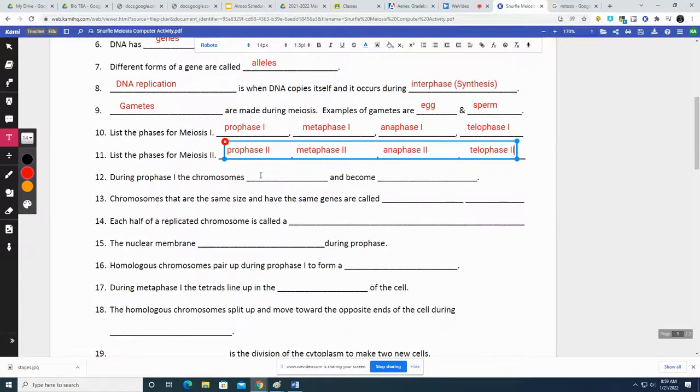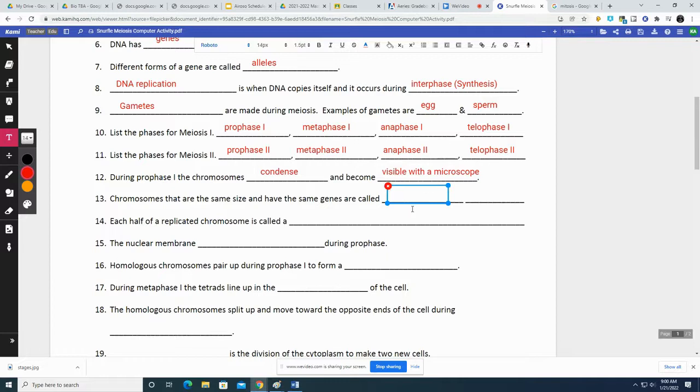12. During prophase I, the chromosomes blank and become blank. They condense and become visible with a microscope. So when the DNA is as chromatin, you can't see it because it's too spread out. But when it condenses into a chromosome, then you can see it with a microscope.